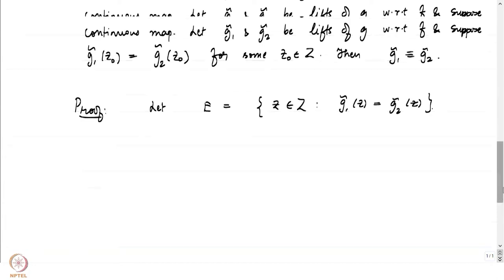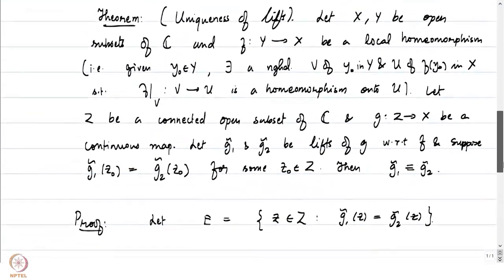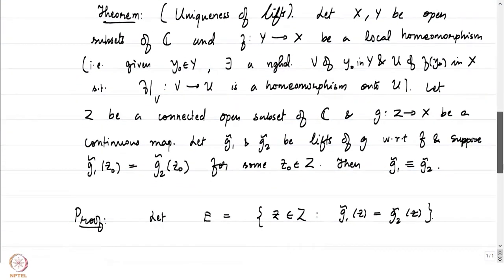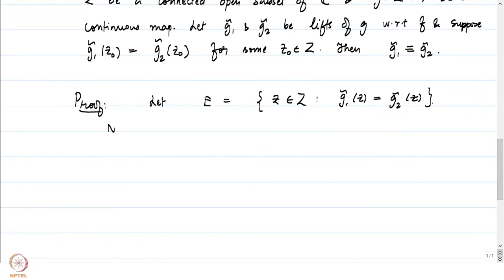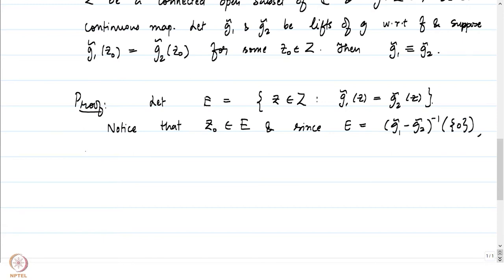What can we say about such a set? The first thing that we can say is that it is non-empty because the point Z0 here is already in the set E. That's the first observation here. Notice that Z0 belongs to E. And further, if you look at E, it's just the pullback of 0 under G1 tilde minus G2 tilde. And since E is equal to G1 tilde minus G2 tilde inverse of the singleton set 0, it's closed.